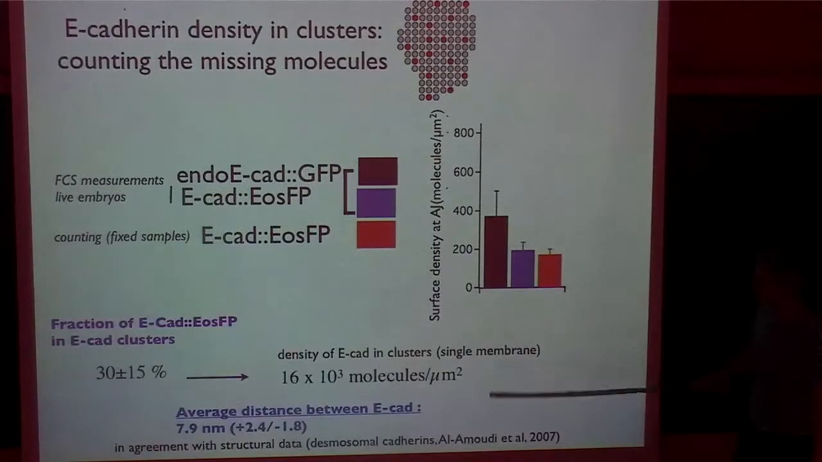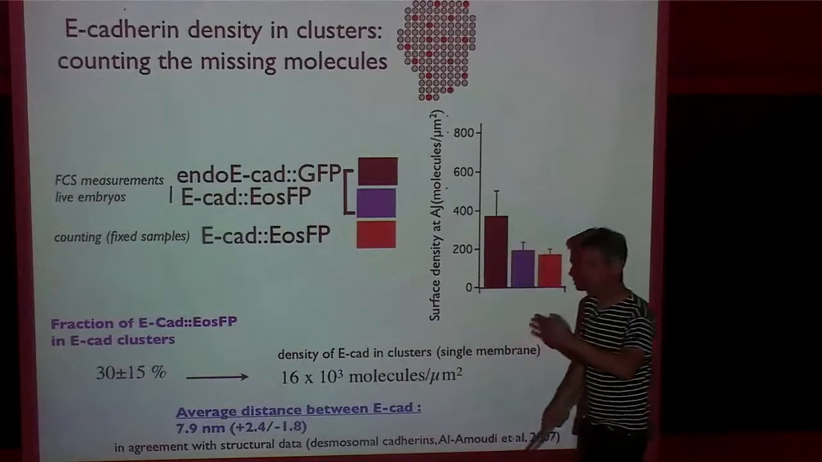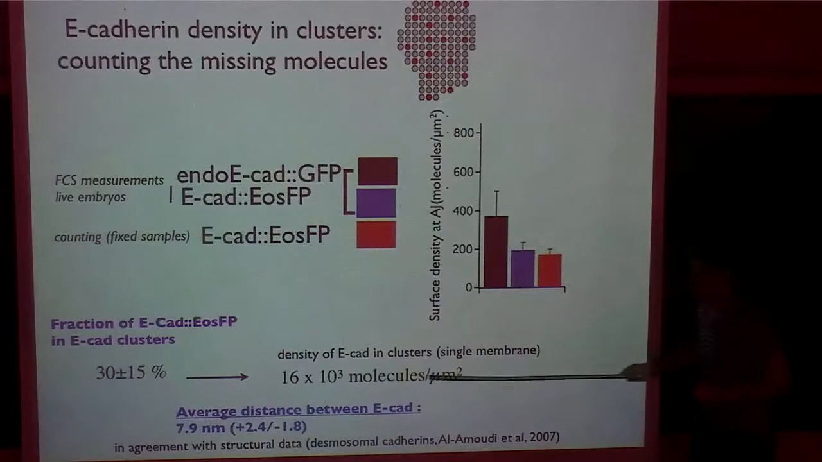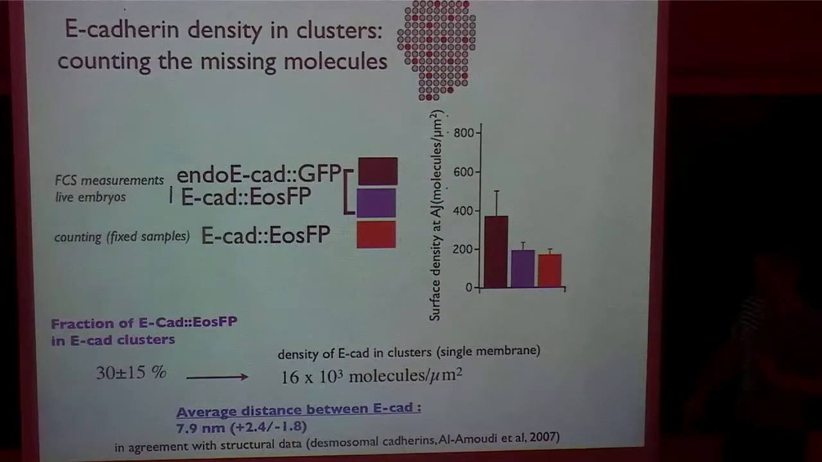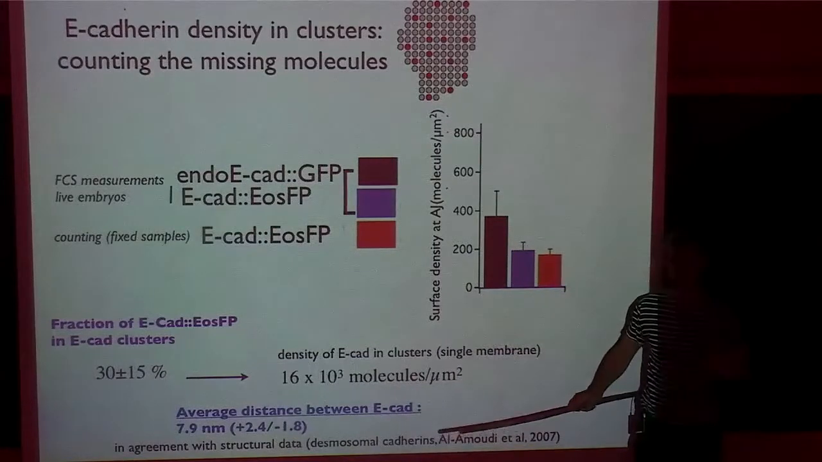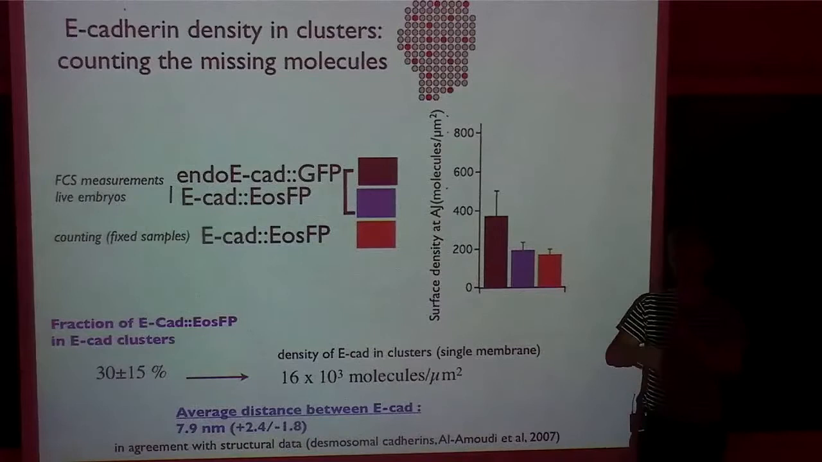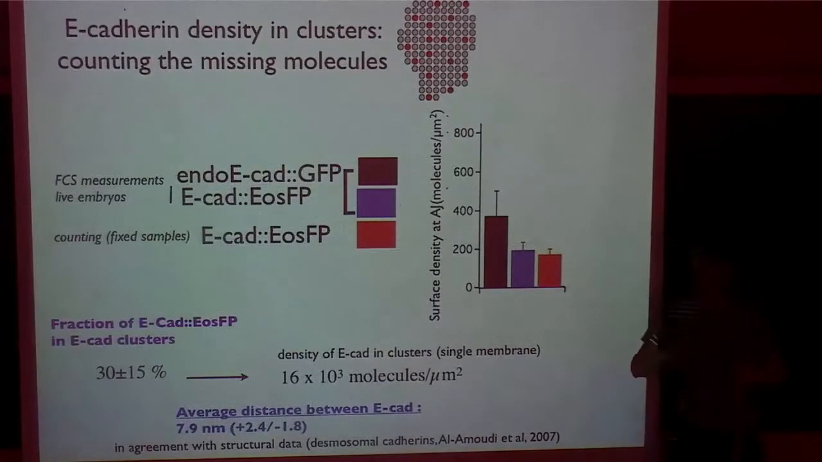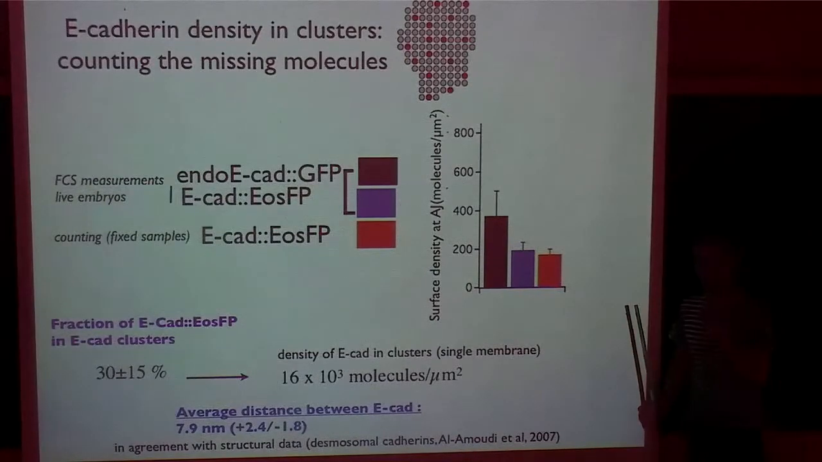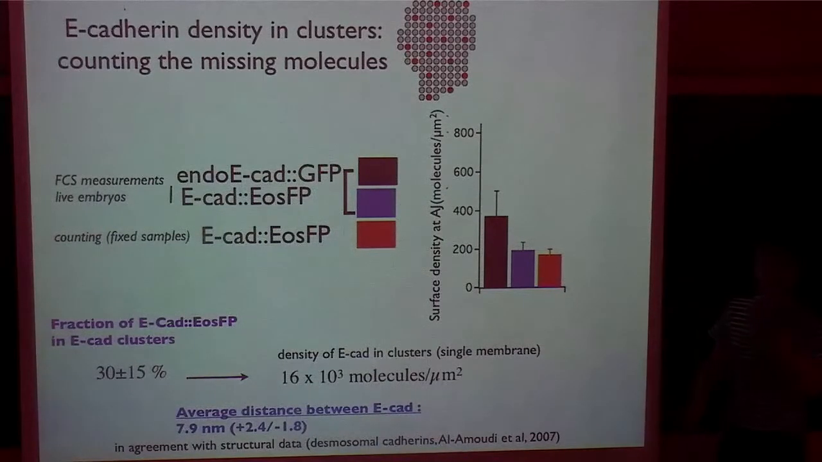If you translate the density of ECAD fused to EOS-FP molecules into the density of total ECAD, this is the number: 16,000 molecules per micrometer squared. And if you ask what it corresponds to in terms of distance between ECAD molecules, you get about 8 nanometers, which is in agreement with structural data where people have looked by EM and X-ray at the packing of E-cadherin molecules. So this shows that we are looking at densely packed clusters of E-cadherin.